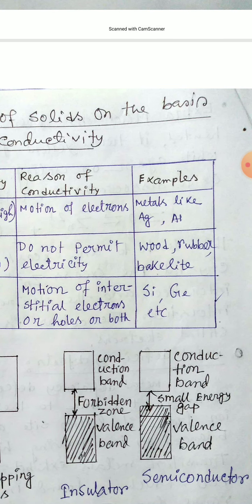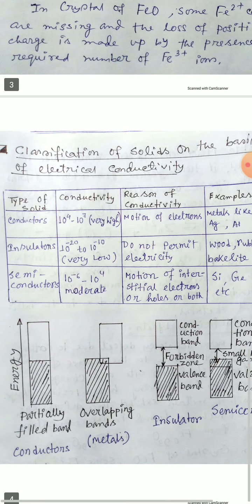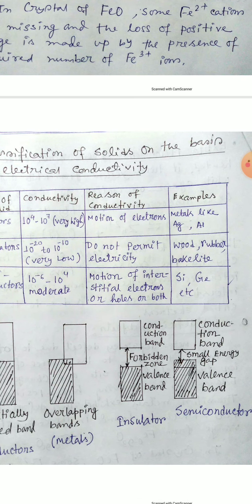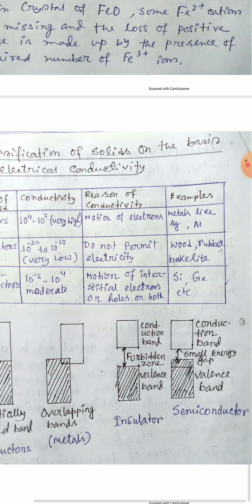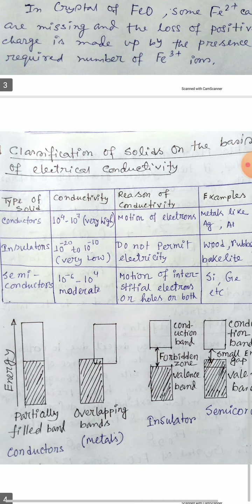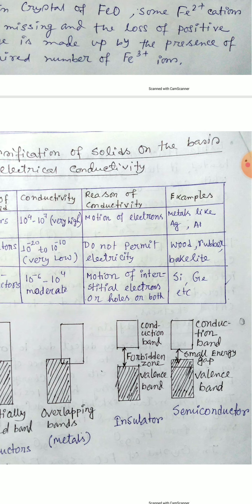Now, examples of conductors are metals. All metals like aluminum, silver, copper, iron are conductors. Examples of insulators: wood, rubber, bakelite. And examples of semiconductors are silicon, germanium, etc.